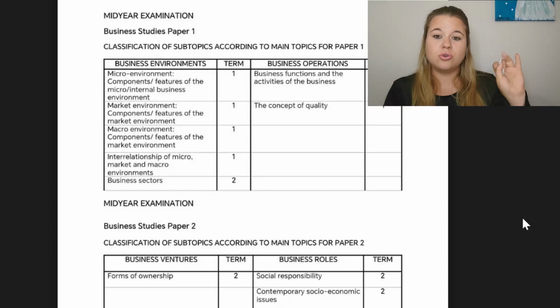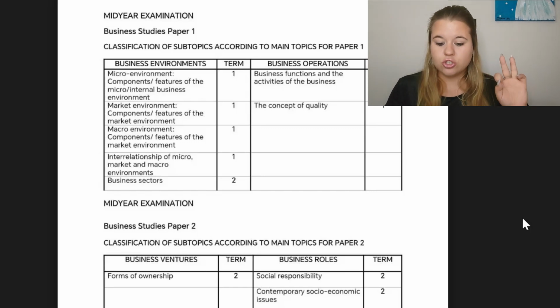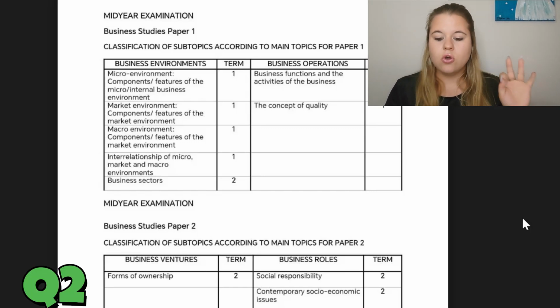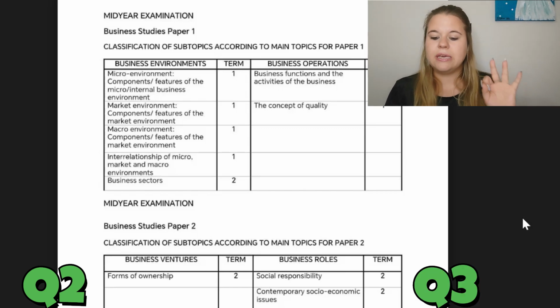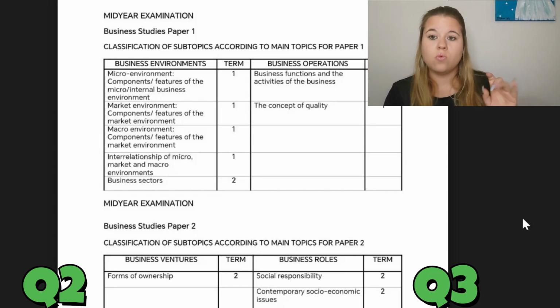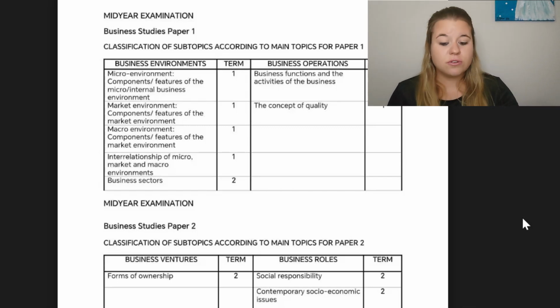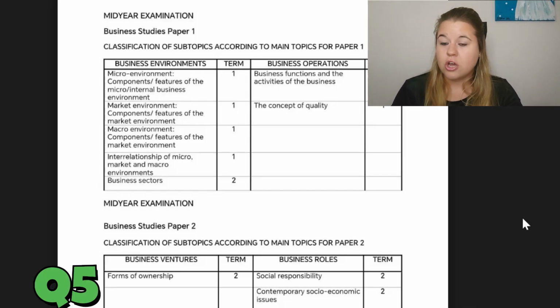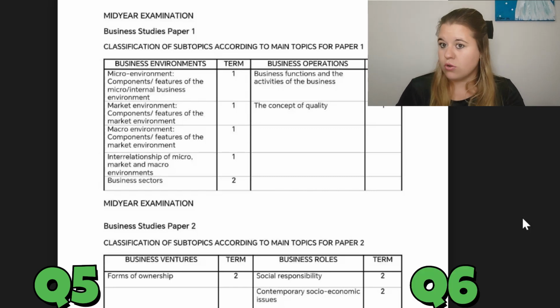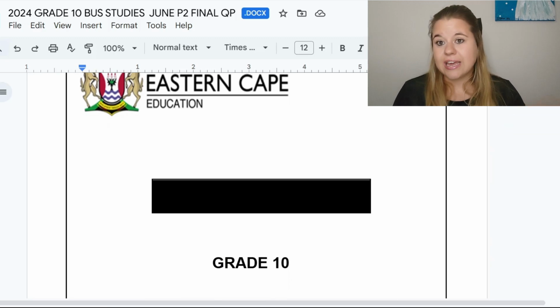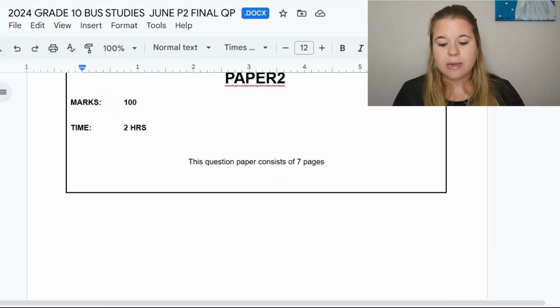Then we have question 2, 3, and 4. Question 2 will be business ventures. Question 3 will be business roles. And question 4 will be a combination between the 2. Section C, question 5 will be business ventures. Question 6 will be business roles. So let's dive into it. Okay, again, I've got an Eastern Cape past paper for June.